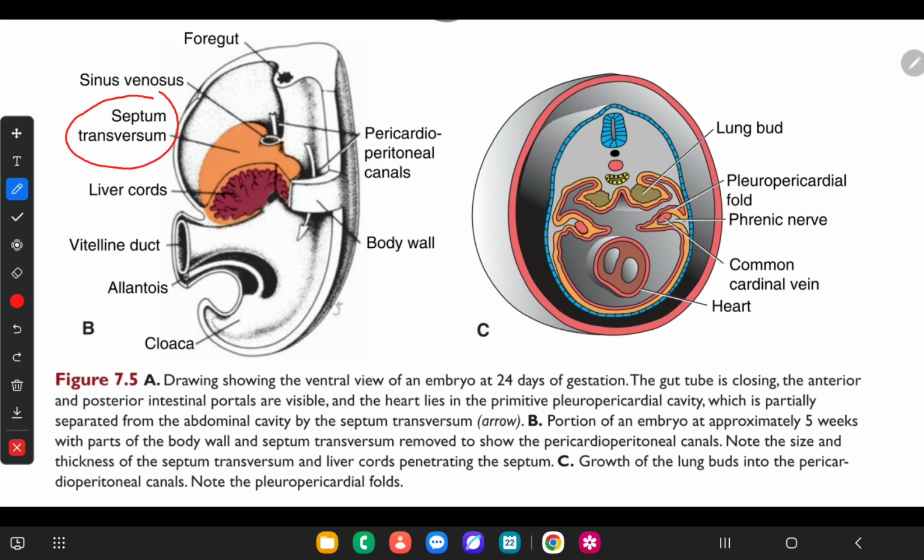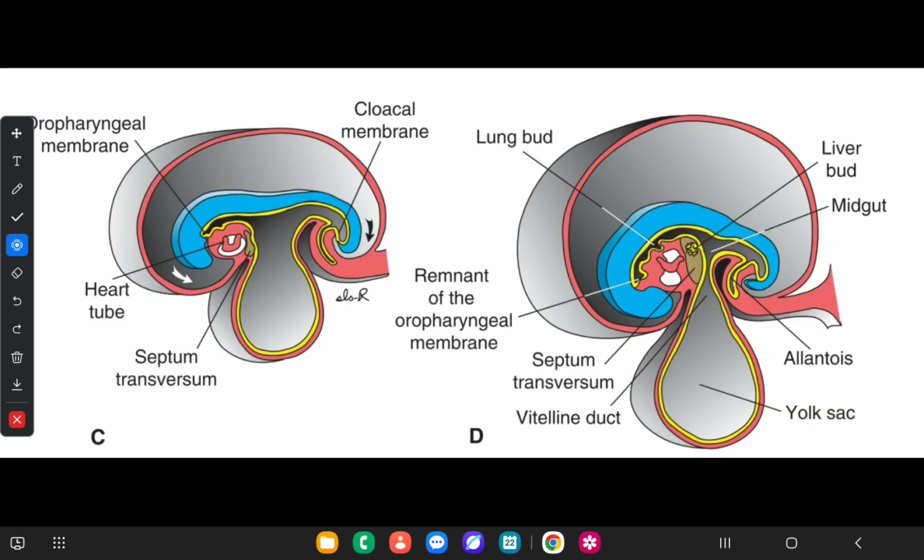Septum transversum is a thick plate of mesodermal tissue which occupies the space between the thoracic cavity and the stalk of the yolk sac. From my previous video also I showed you what the septum transversum is. So here, look at this diagram. Here in the first picture you can see this brown one is the septum transversum, and here you can see the septum transversum has increased in size and the liver bud grows inside the septum transversum.